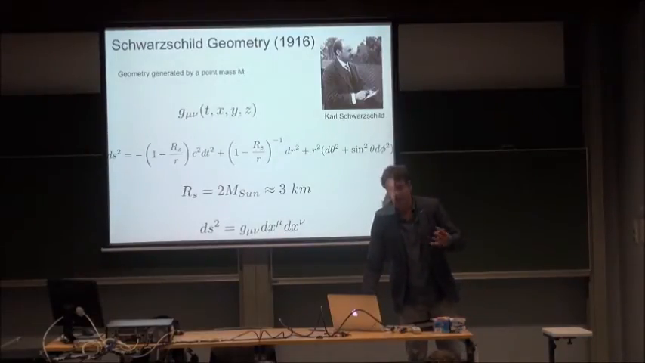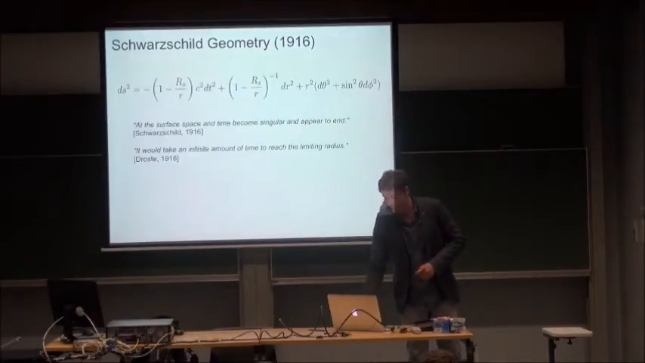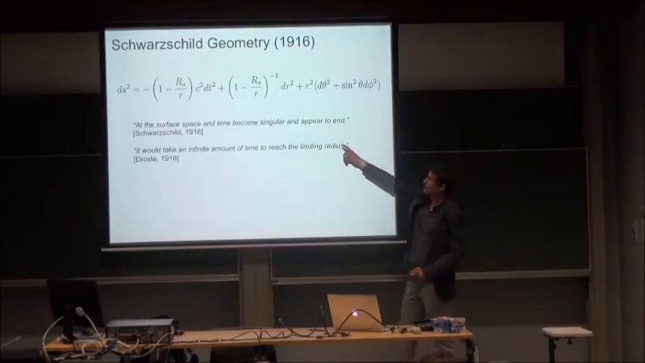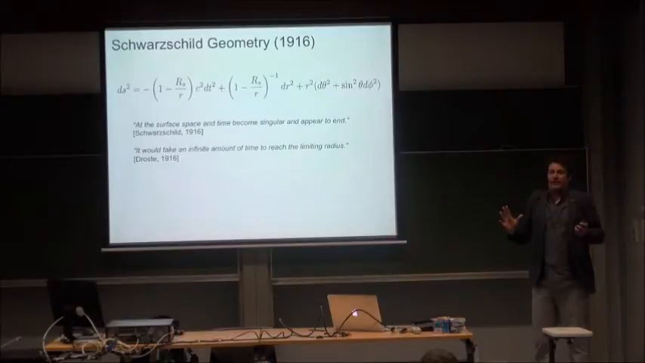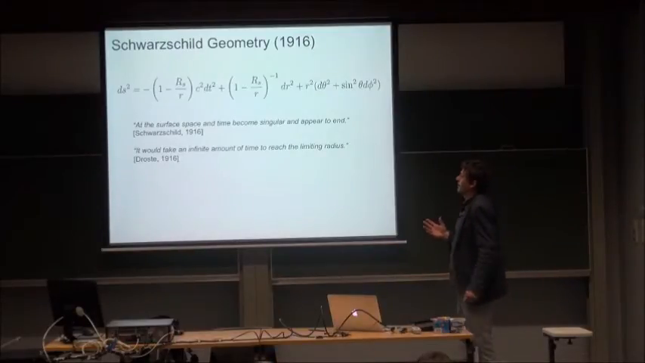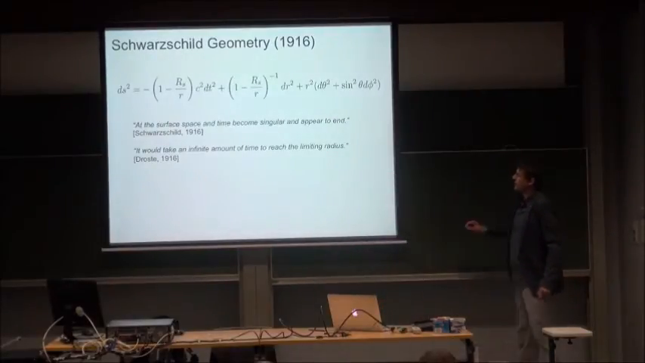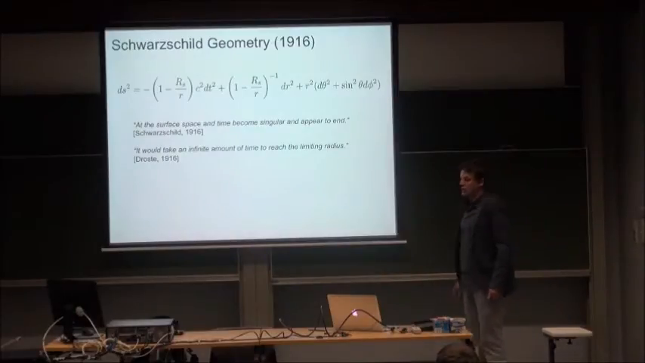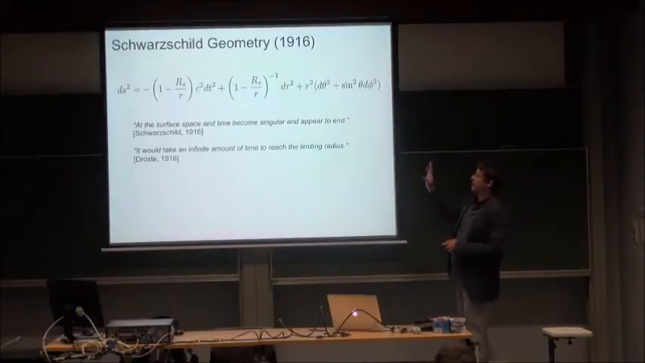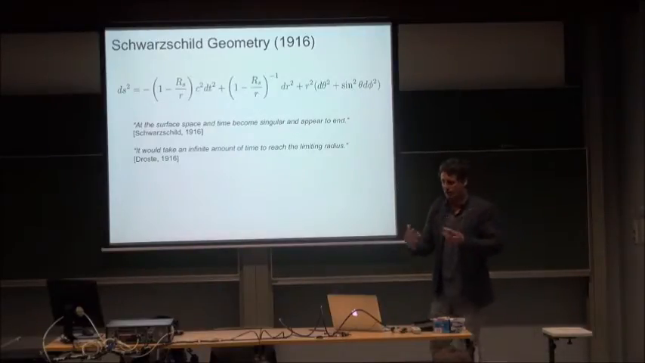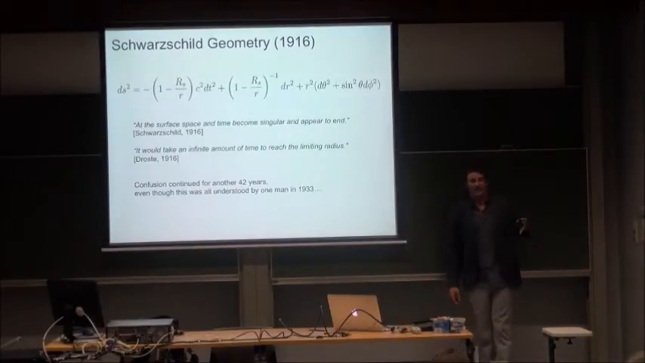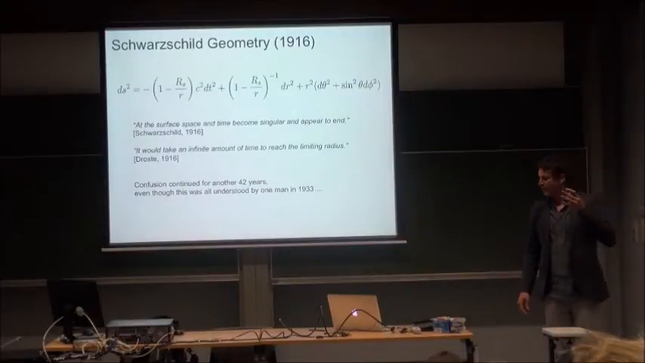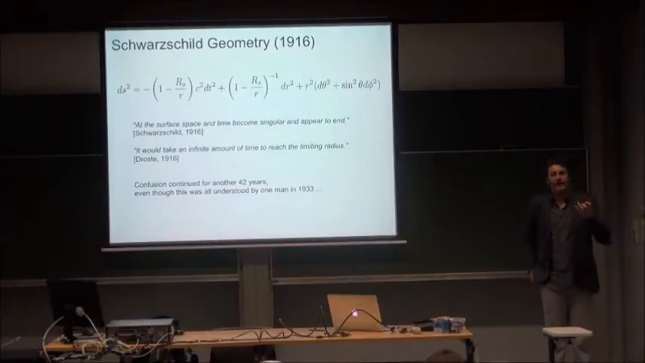So in trying to understand that solution while firing his gun, Schwarzschild became very confused, because it seemed that at that surface, r equal to rs, space and time appear to become singular and appear to end. And Johannes Droste, who also found that solution a couple of months later, realized that it would take an infinite amount of time to reach that limiting radius. So that radius, rs, was an extremely confusing radius. It was not clear what was happening at that surface in the early days. And that confusion continued for decades. And this is my point. It really was very difficult to come to terms with the kind of reality, the kind of view of space and time implied by general relativity.